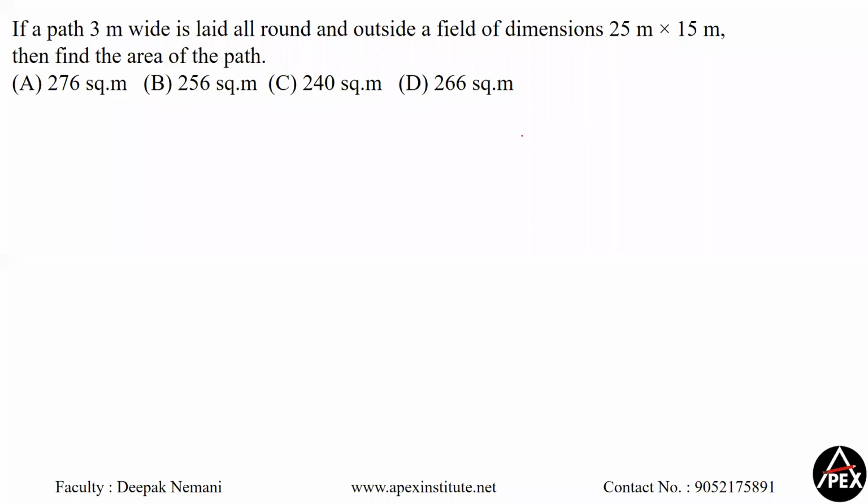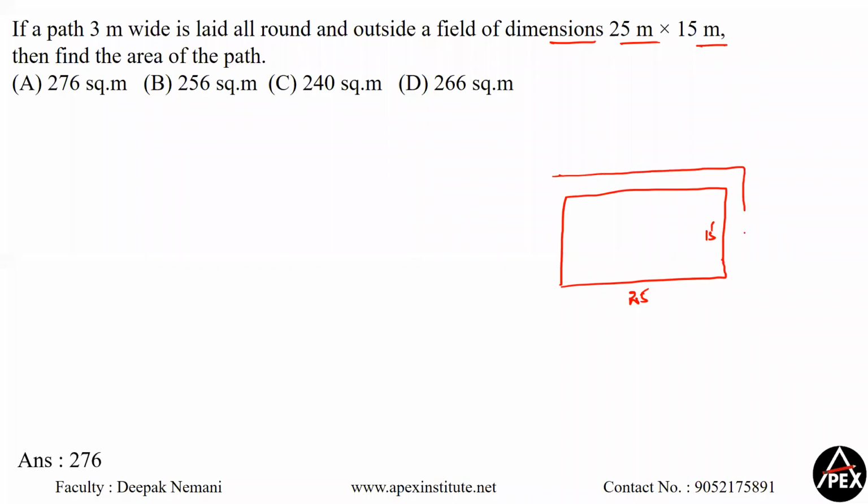So if a path 3 meters wide is laid all around and outside a field of dimensions 25 meters by 15 meters, what is this? This is a rectangle. So we have a rectangle like this, with dimensions 25 into 15. A 3 meter wide path is laid all around and outside, isn't it? So this width is 3 meters, this will be 3 meters, this will be 3 meters, and this will be 3 meters.